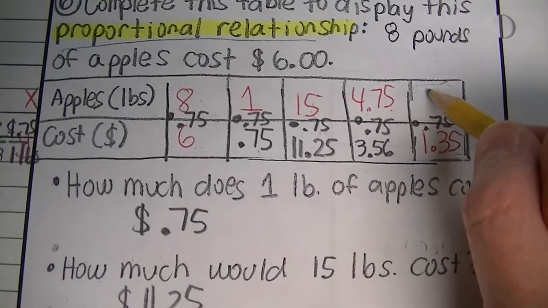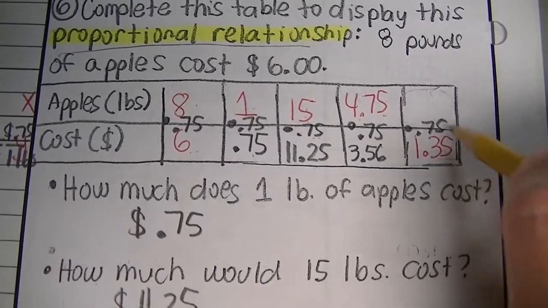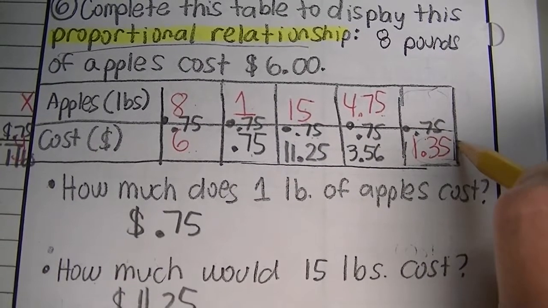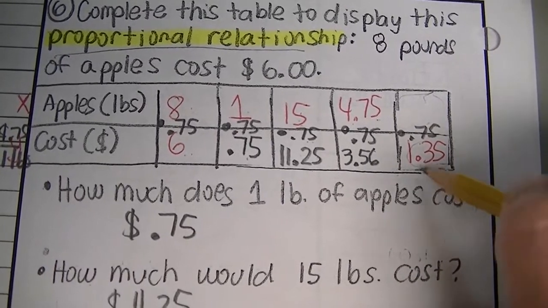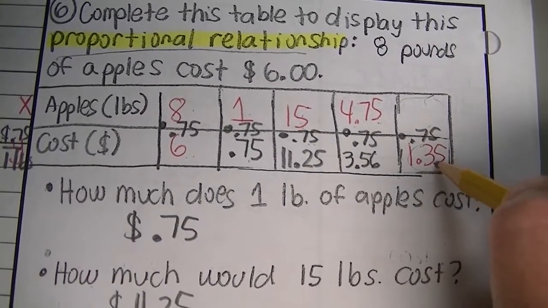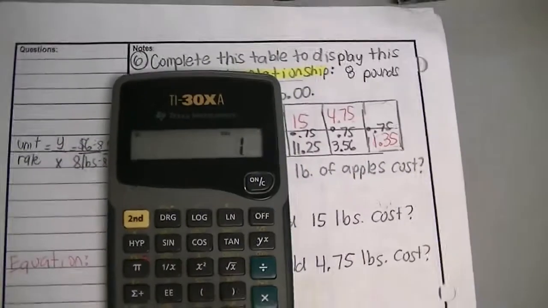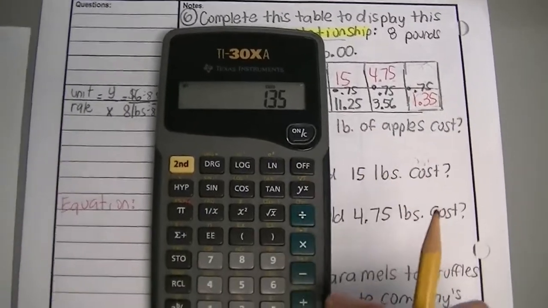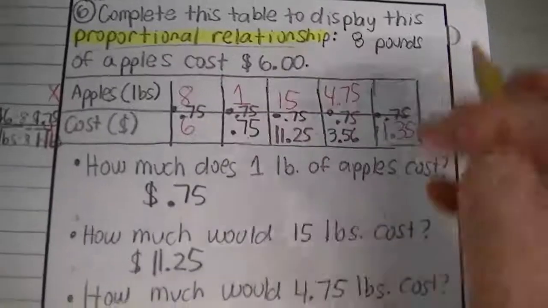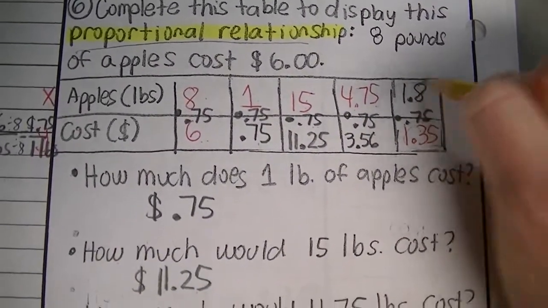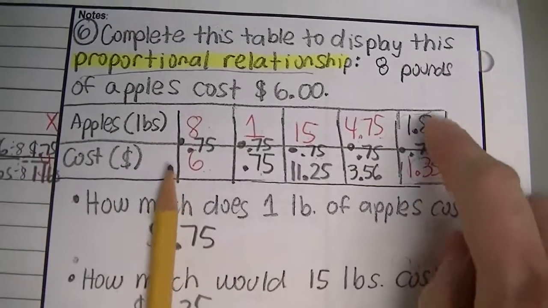All right, here's where it gets a little bit tricky. Well, you're supposed to take that x value and multiply it by 75 hundredths to get your y value, but you got to go backwards. You have this information, you have the unit rate, so to go backwards, what do you have to do? You need to go $1.35 divided by 75 hundredths. And you got 1.8. So 1.8 pounds, 1 8/10 of a pound, costs $1.35.